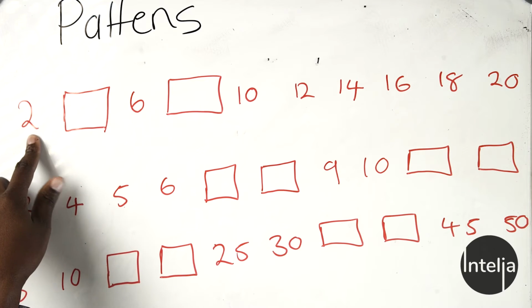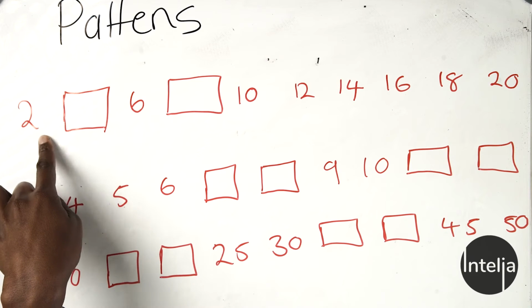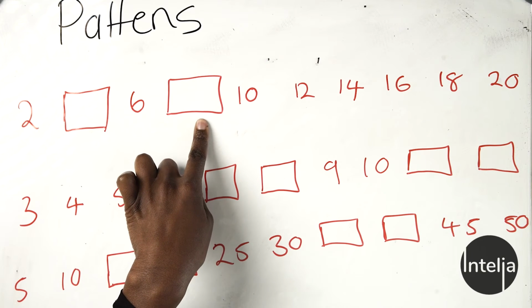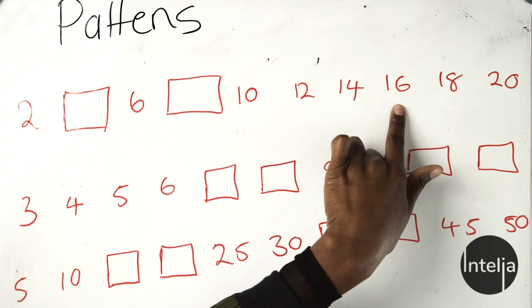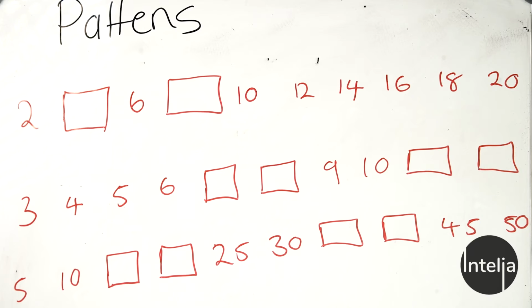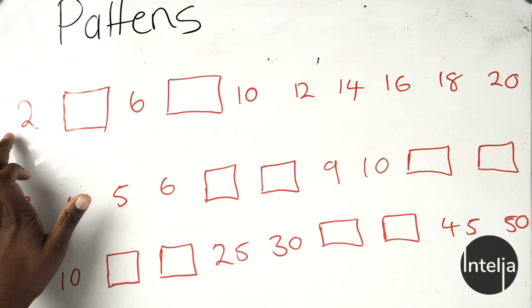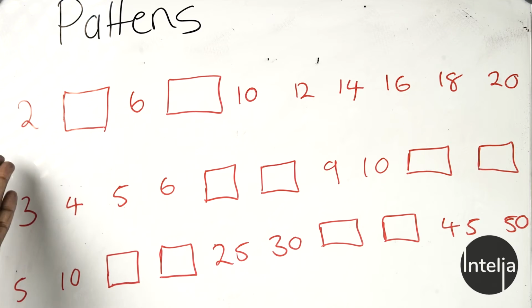We have 2. What's our missing number here? And then the next number after our missing number is 6. And then we have another missing number. And then we have 10, 12, 14, 16, 18, 20. So how do we know that our missing number here is, maybe it's 3, maybe it's 1? How do we know it's 1 or a 3 or a 4 or a 5?